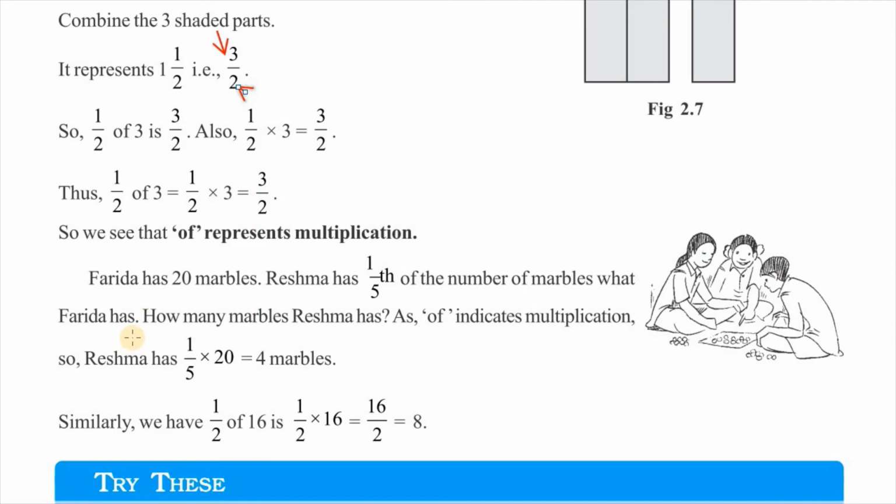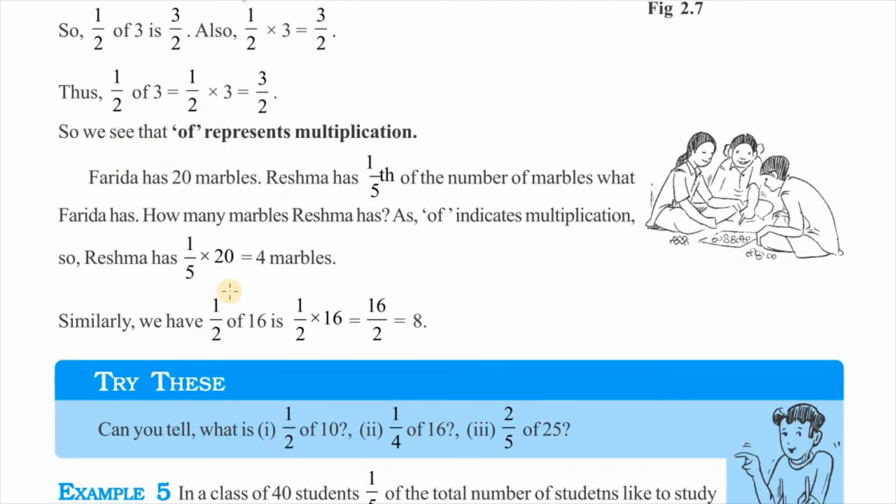Let us consider this problem. This is going to help us understand this easier. Farida has 20 marbles. Reshma has 1/5 the number of marbles that Farida has. How many marbles does Reshma have? As "of" indicates multiplication, Reshma has 1 by 5 into 20. So here we have Farida and she has 20 marbles. And Reshma has 1/5 of Farida's number of marbles. So you can just multiply 1 by 5 into 20 and you'll get 4.